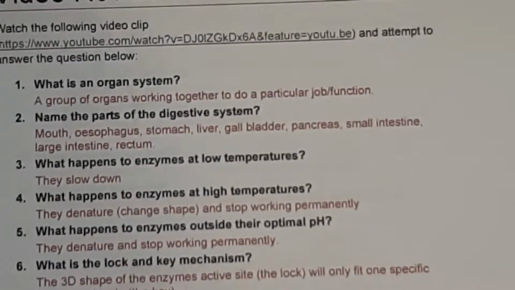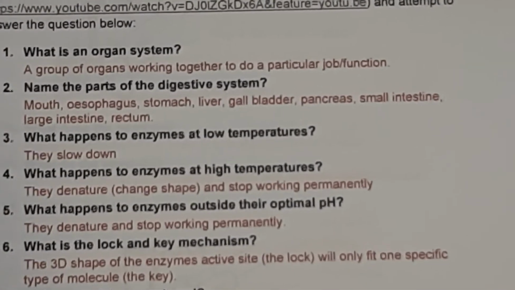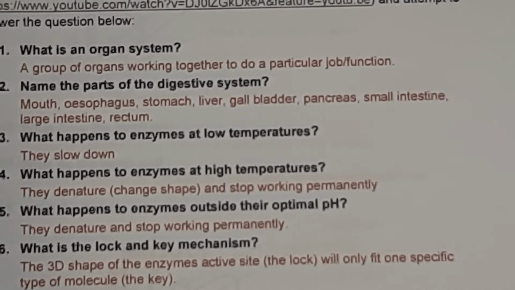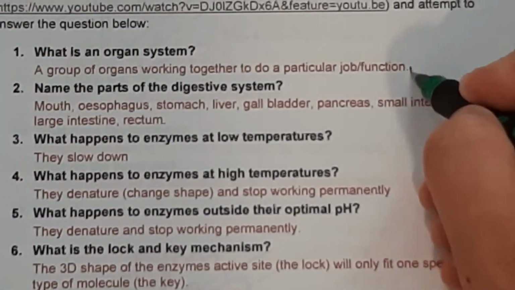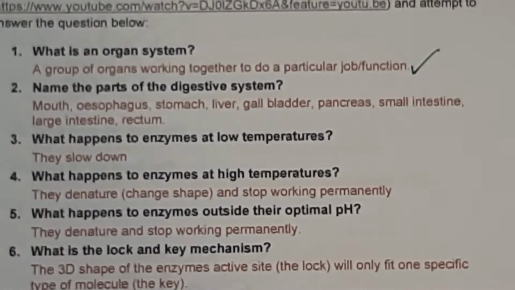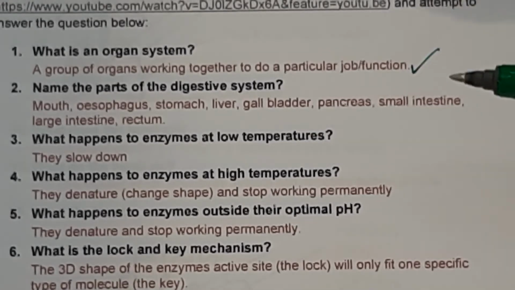So question 1, what is an organ system? So an organ system is a group of organs working together to do a particular job or function. So tick it if you've got it right, and correct it if you haven't. Name the parts of the digestive system: the mouth, esophagus, stomach, liver, gallbladder, pancreas, small intestine, large intestine, rectum. Okay, so there's a lot there. If you've missed any, please make sure you add them.